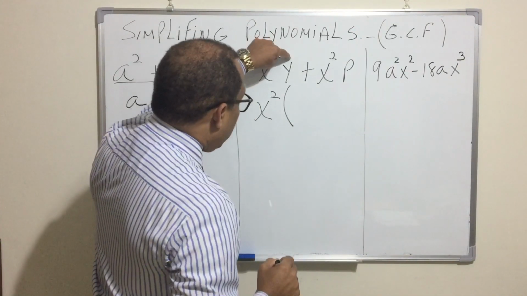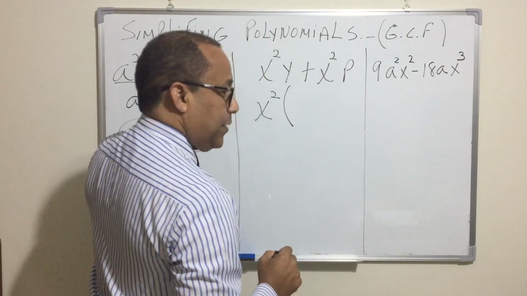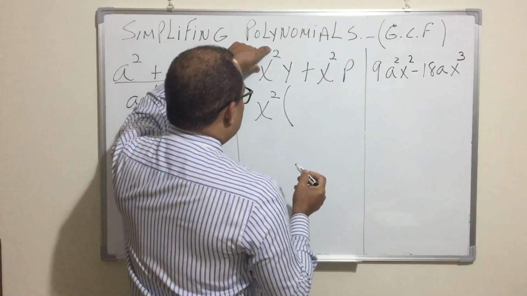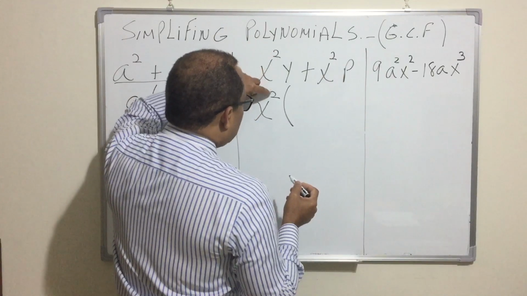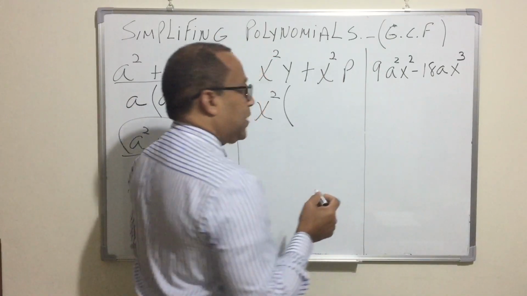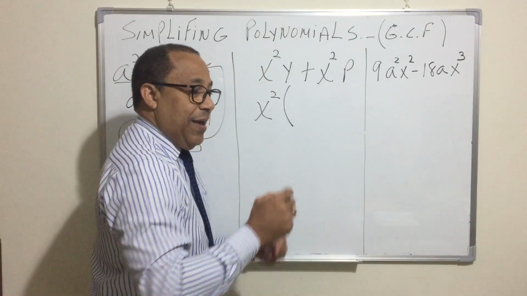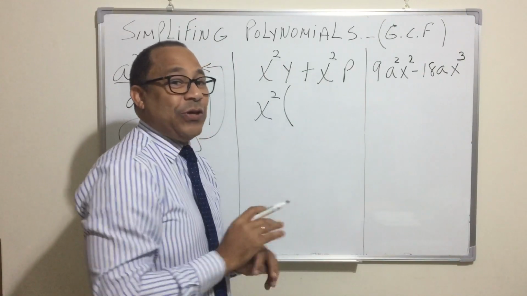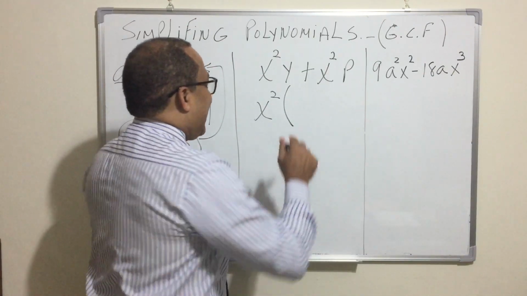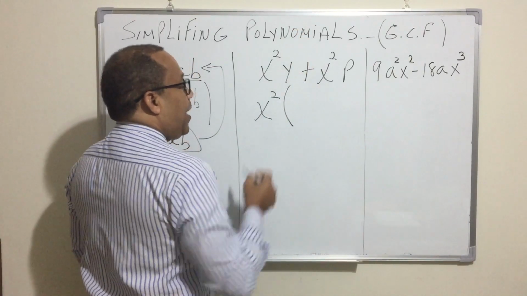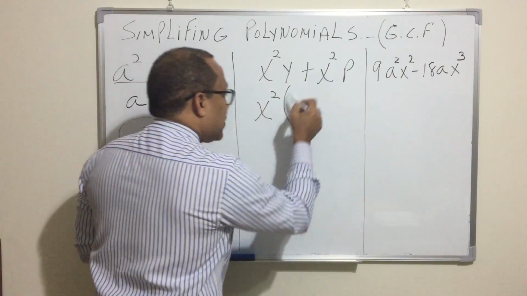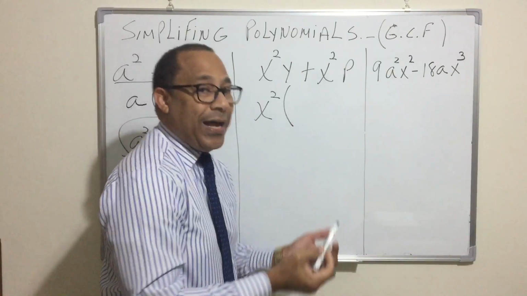x to the second y divided by x to the second. Again, I'm going to divide x to the second by x to the second. 2 minus 2 equals 0. But x to the 0 is equal to 1. That's why we say the x to the second cancels out, because when you get x to the 0, it's the same as 1.